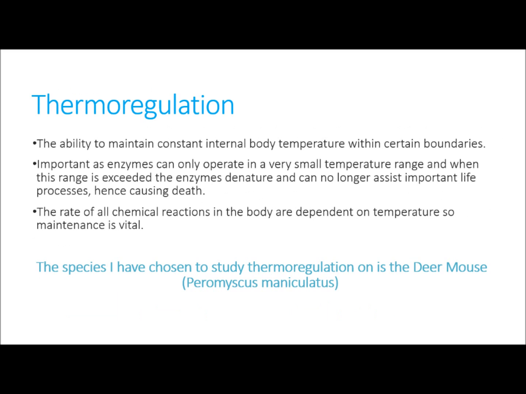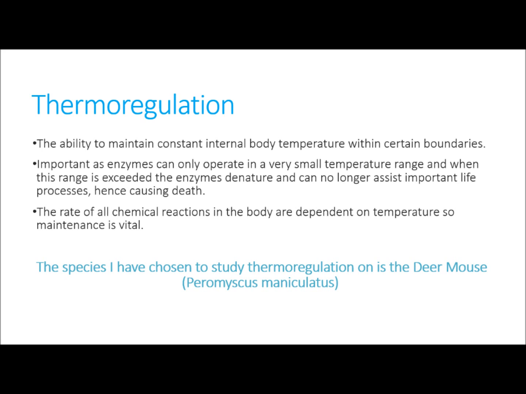The control system I will be analysing is thermoregulation. Thermoregulation is the ability to maintain constant internal body temperature within certain boundaries. This is important as enzymes can only operate in a very small temperature range, and when this range is exceeded, the enzymes denature and can no longer assist important life processes, hence causing death. The rate of all chemical reactions in the body are dependent on temperature, so maintenance is vital.